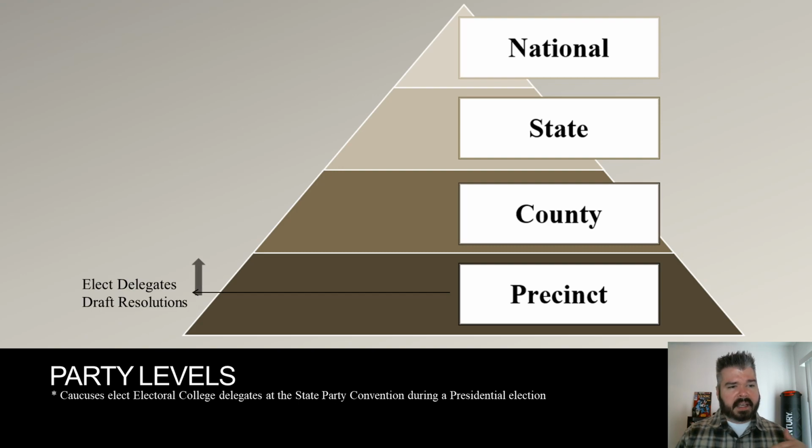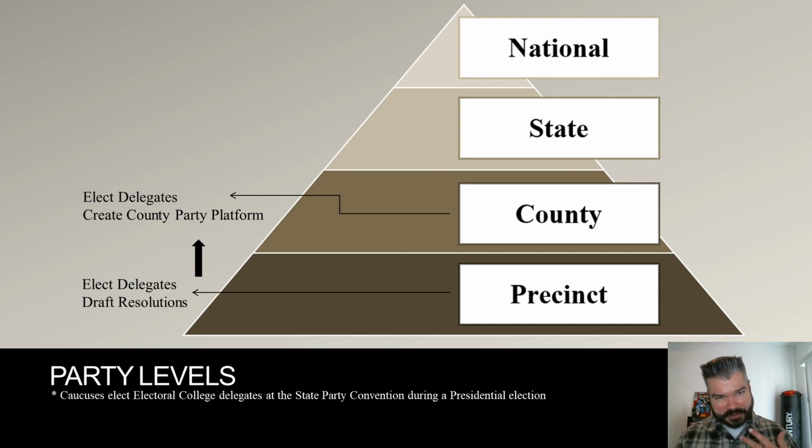And then those delegates that were elected at the precinct convention and those resolutions that were drafted get sent to the county convention. At the county convention, you do 2 things. This is going to sound very repetitive, okay? But bear with me. You do 2 things. First, you elect delegates to represent the county at the state level political party convention. So just to be clear, Republicans and Democrats have precinct conventions. They have county conventions, and Democrats and Republicans also have state conventions. Okay.